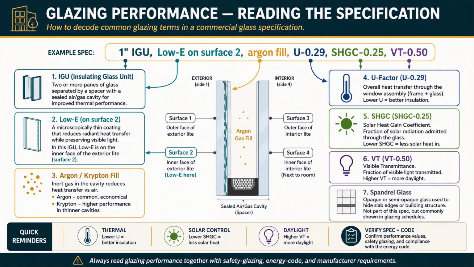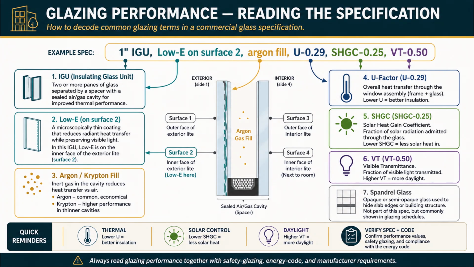Callout 7 is spandrel glass, opaque or semi-opaque glass used to hide slab edges or building structure. It's not part of this performance spec, but it shows up on facades, and it's commonly not shown in the glazing schedule the same way vision glass is.